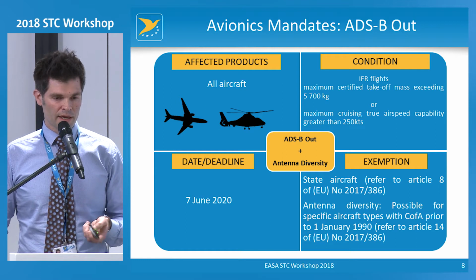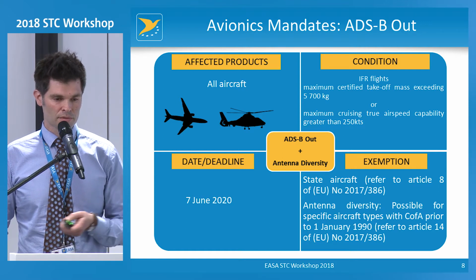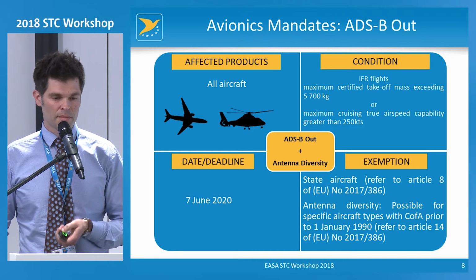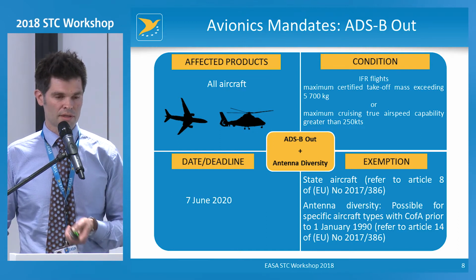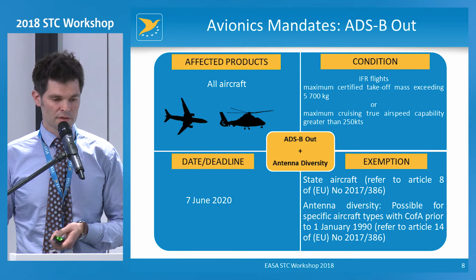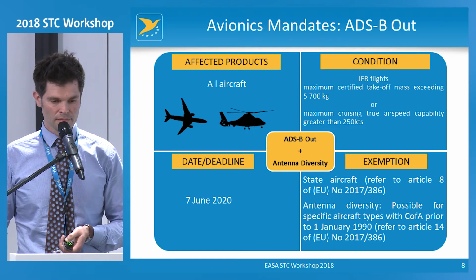Then we have the ADS-B out. It applies to all aircraft, again the same as with IFR flights: maximum certified takeoff mass exceeding 5,700 kg, and maximum true airspeed greater than 250 knots. And again, this is the same deadline, 7th of June 2020.